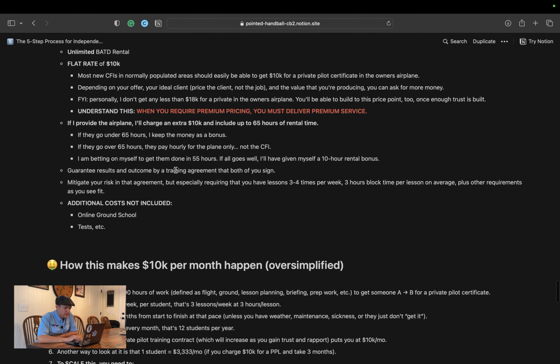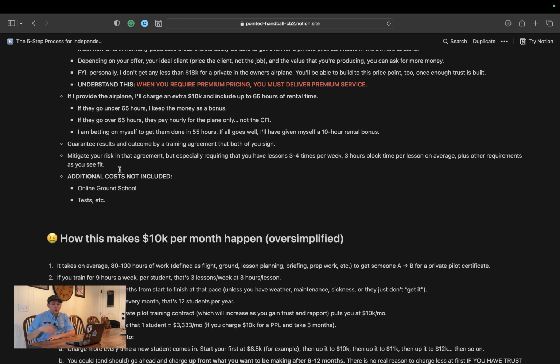I have some stuff written in here about what I do if I provide the airplane, how I provide those guarantees. One of the ways that I mitigate the training time is I have an agreement that we both sign that says we fly so many times per week, so long for lessons. They have to have their written test done by this point. They're going to buy these ground school products. They're going to do this by this timeline, pay me on this schedule.